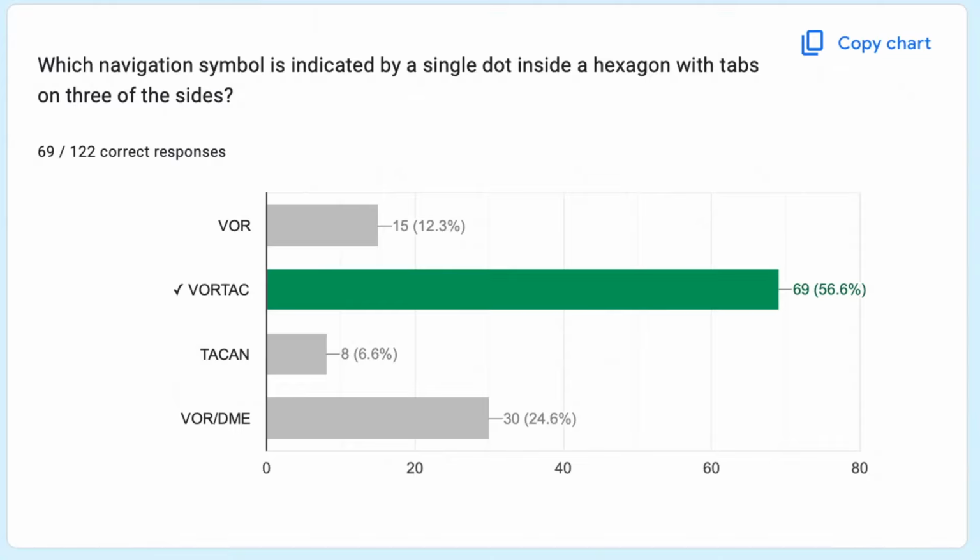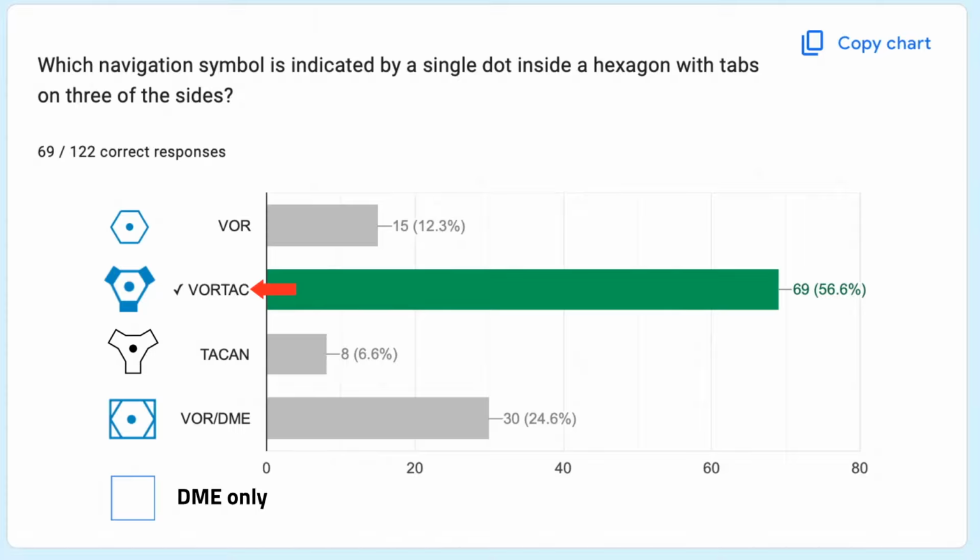Now, to make things simple, this is the symbol it's talking about, and these are the tabs the question is describing. A VOR is only a hexagon, and a VOR DME is a hexagon with a rectangle around it. A lot of you guys thought it was a VOR DME, but that's not the right answer. A VORTAC is a TACAN and a VOR combined. So this symbol is kind of a hybrid between the TACAN symbol, which has tabs, and the VOR. But the DME symbol is just a rectangle. So if you throw a rectangle around a hexagon, that gives you the VOR DME symbol.